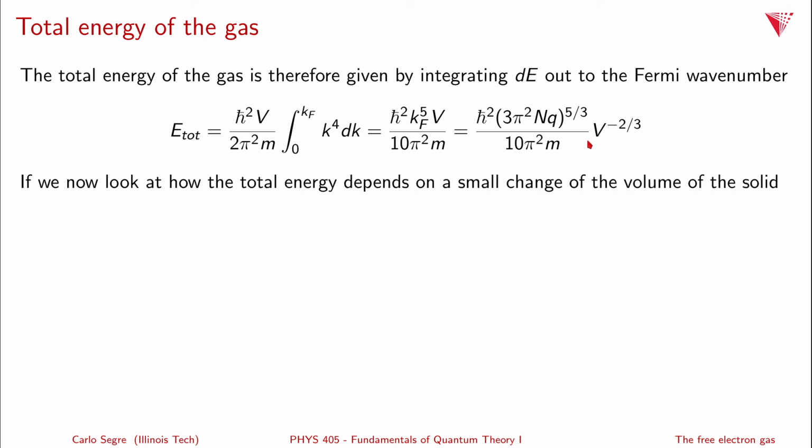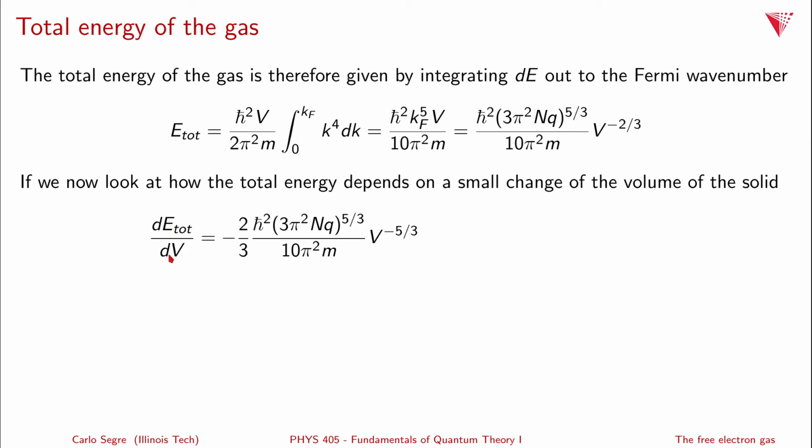Now, this allows us to actually do some calculations about properties of this gas. So we now have the total energy of the gas. We can calculate things that depend on the total energy of the gas, like thermodynamic quantities. Let's look, for example, at how the total energy depends on a small change in volume of the solid. So if the solid expands a little bit, what will be the total change in energy? Well, we can do that by taking the derivative. So we take dE total by dV.